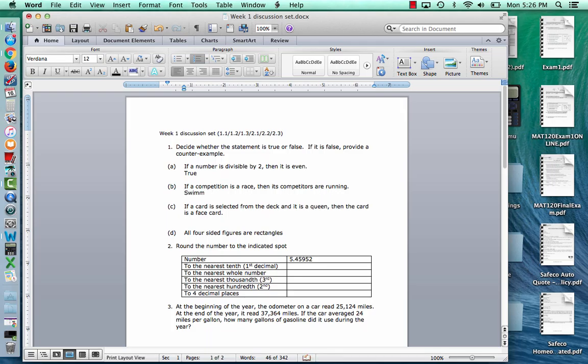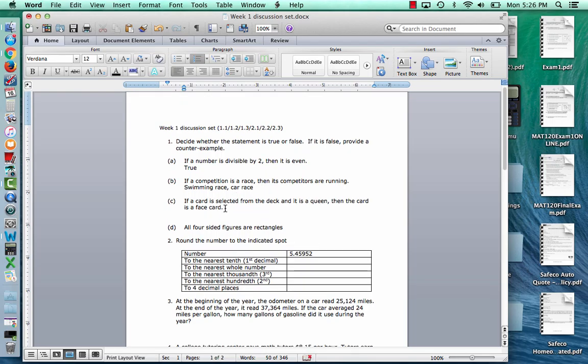What about a swimming race or a car race or many other races that we can have? So this is false, and I gave a couple of counterexamples there. You just need one though.